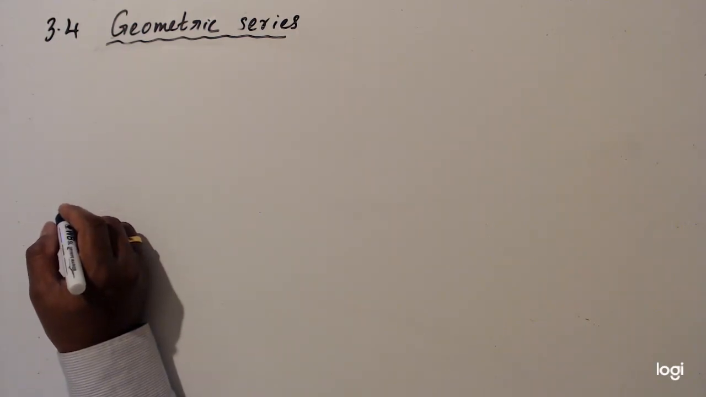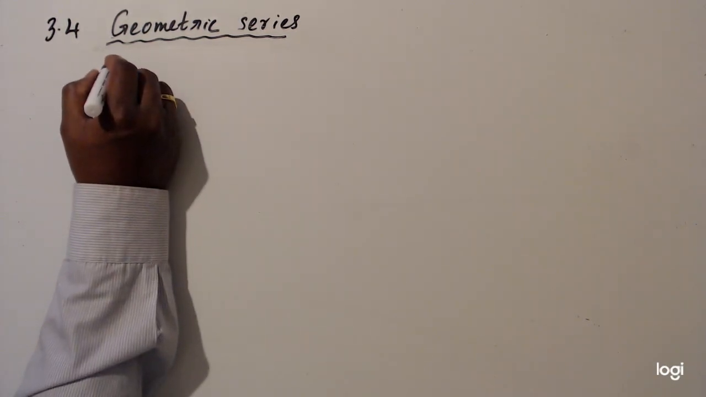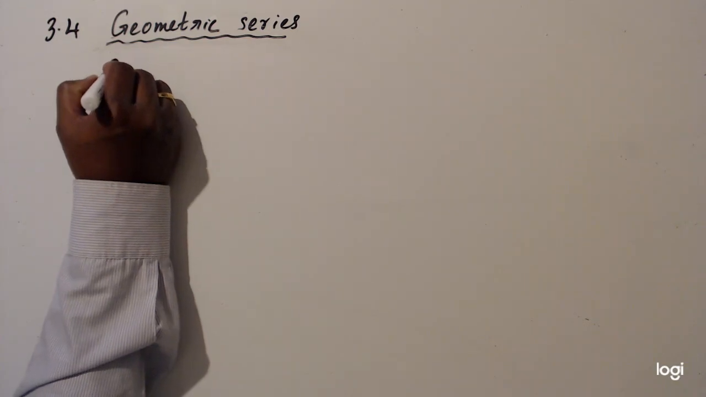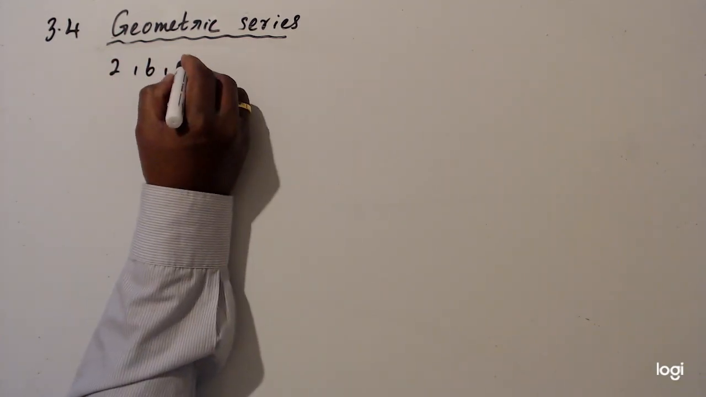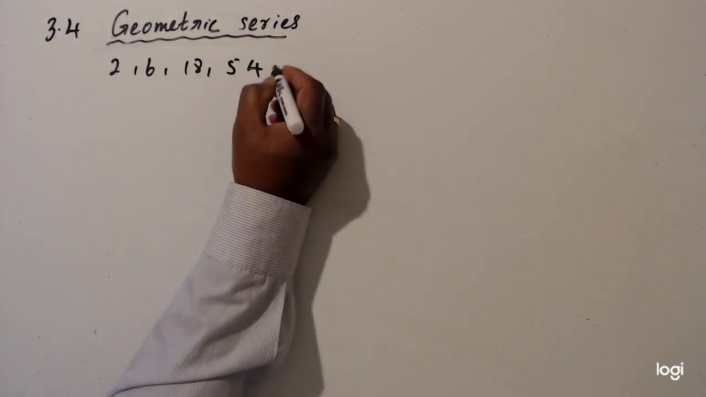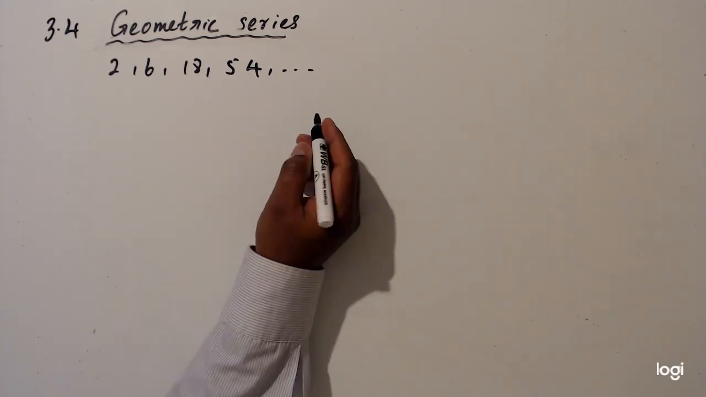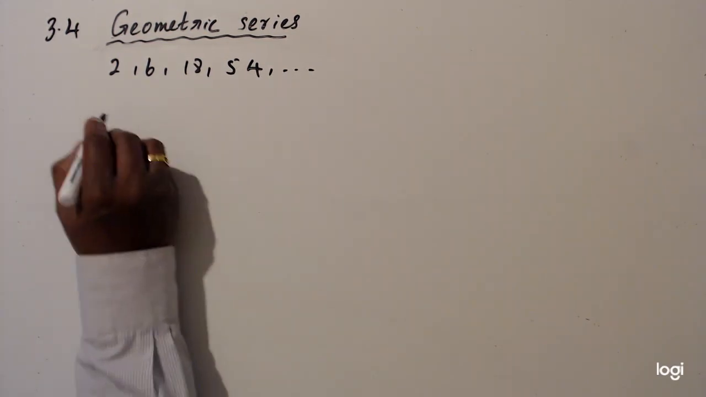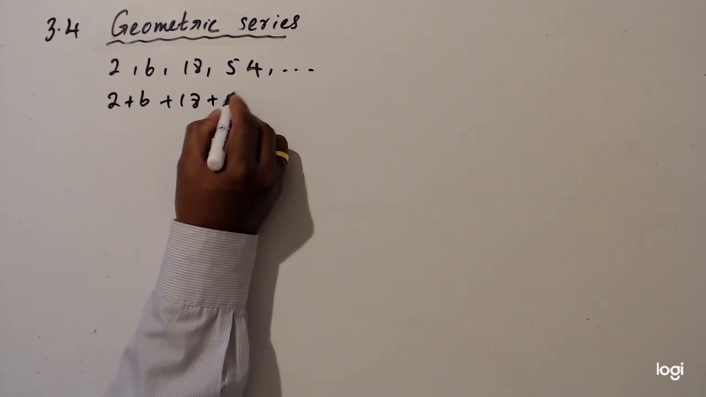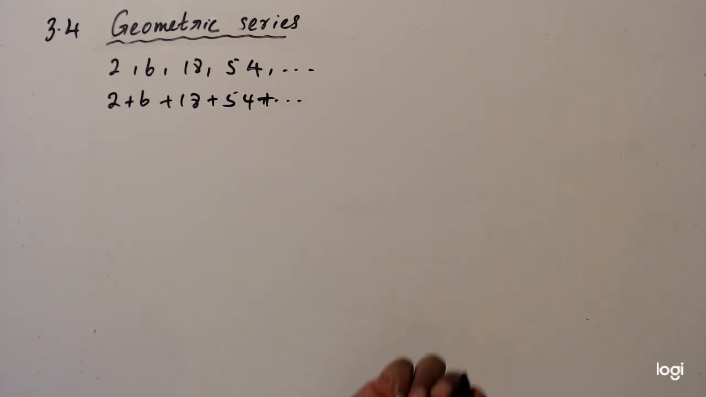Let's discuss geometric series. Let me start with the geometric sequence: 2, 6, 18, 54, and so on. And let me turn this one into a series: 2 plus 6 plus 18 plus 54 plus dot dot dot.